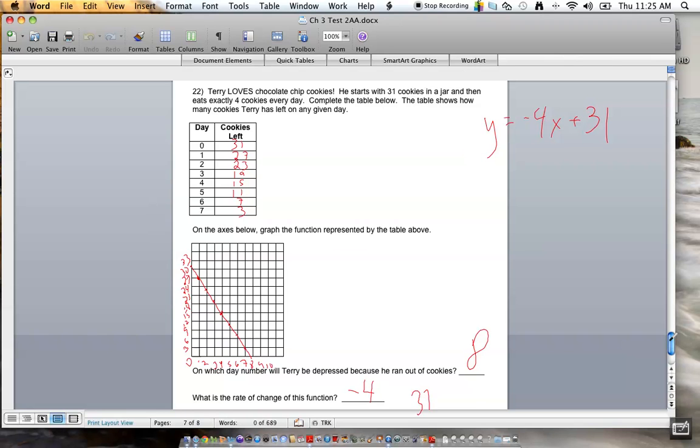For instance, if I plug in day 3, negative 4 times 3 is negative 12, plus 31 is equal to 19. Look at here. Day 3, 19 cookies. Okay? Now, that's everything that you needed to know for your test.